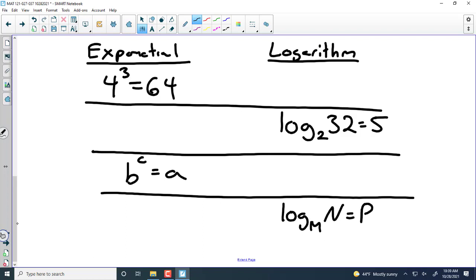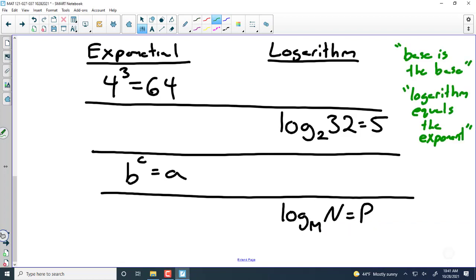Your job during this part of the lecture is to convert the exponential one to its equivalent logarithmic statement, and to convert the logarithmic statement to its equivalent exponential statement. So rather than me just giving you 3 numbers and saying do both, I'm giving you one and you have to make the other. So go ahead and see if you can fill in this table. If we remember that the base is the base, whatever the base of the exponential is has to be the base of the logarithm, and the logarithm is always equal to the exponent.